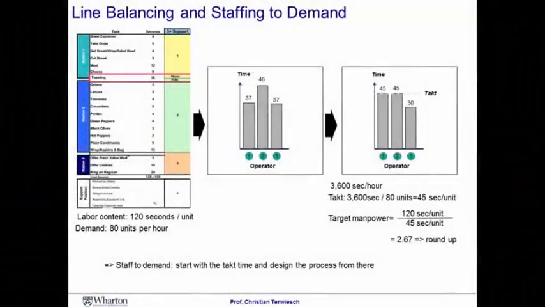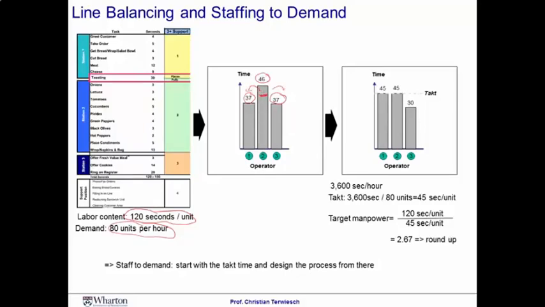Let us revisit the subway example. Earlier on, we computed that the labor content at the subway line was 120 seconds per customer. Now assume that we have 80 customers arrive every hour. Previously, we had determined that the processing times for the three operators were 37 seconds per customer at station 1, 46 seconds and 37 seconds at station 2 and 3 respectively. The idea of line balancing is to divide up the work evenly. So we want to take some of the work from worker 2 and spread it to worker 1 and 3.